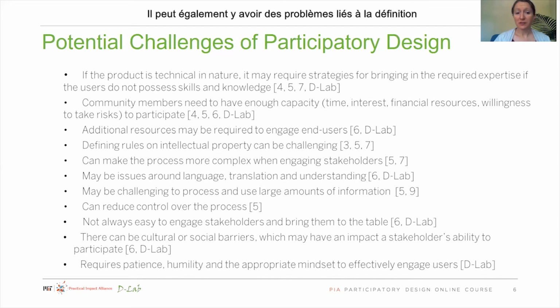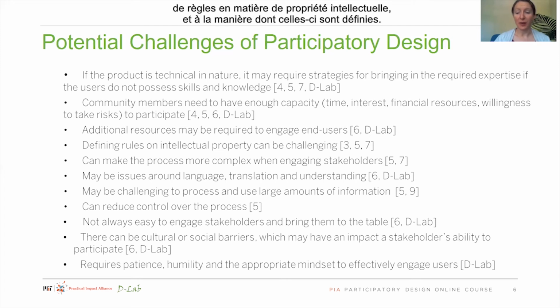There may also be issues related to defining rules on intellectual property and how that is being defined. Expectations need to be set clearly at the beginning, and you need to think about how you're going to address this if challenges arise. There can also be increased complexity when engaging stakeholders. It can just be a much more complex process, especially from a management standpoint. There may be issues around language and translation and understanding.